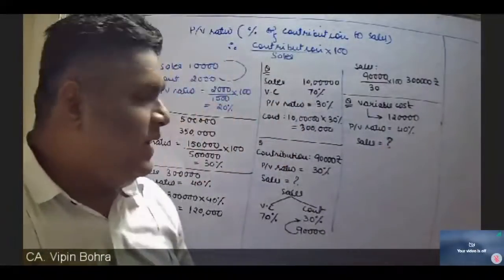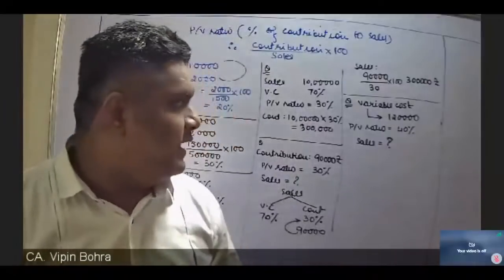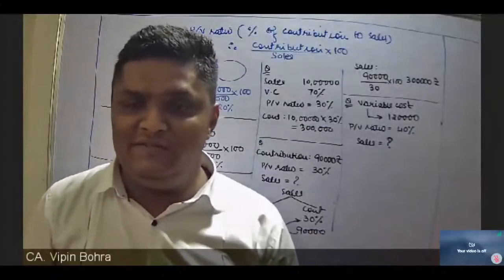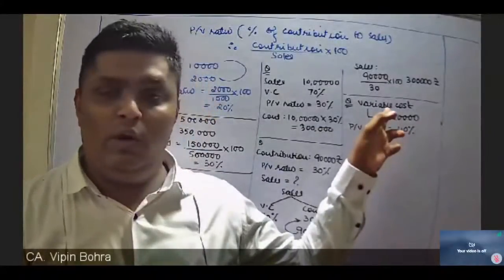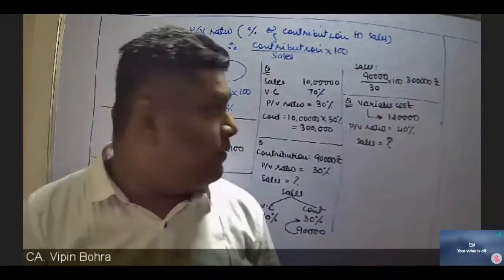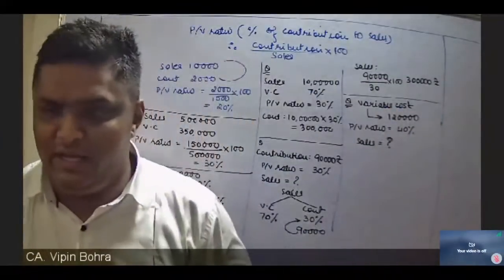My variable cost is 1,20,000. My PV ratio is 40%. My contribution is 40% of sales. But in the question, the contribution is not given. I have given variable cost. So how much will be my sales? Waiting for your answers, guys. Be quick.